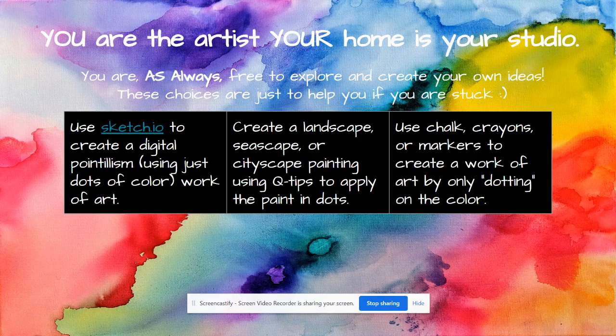You could do a landscape, which is a picture of the land, a seascape, which is a picture of the sea, or a cityscape, which is a picture of the city, painting using Q-tips to apply the paint so that it really just comes out in dots instead of long brush strokes as you normally would. You're just using the dots from the Q-tip to create the painting.